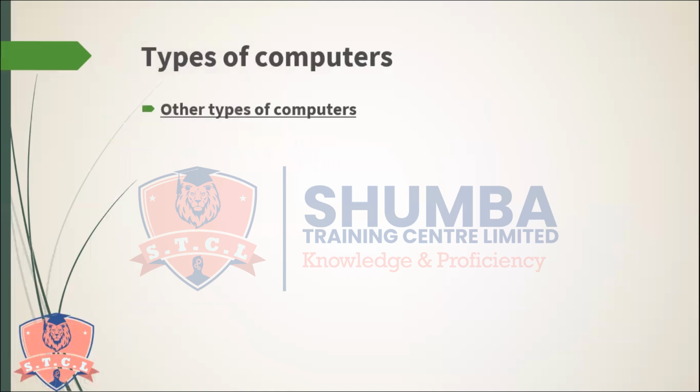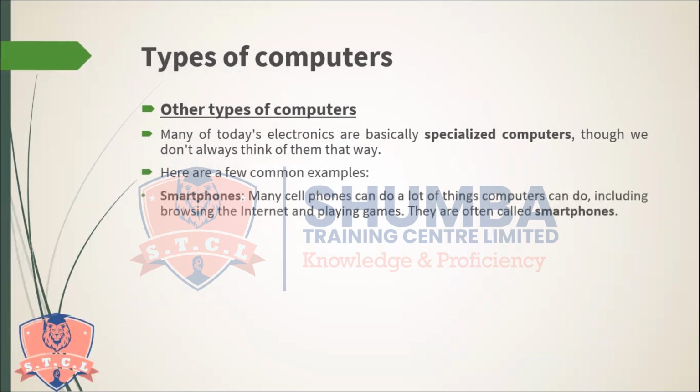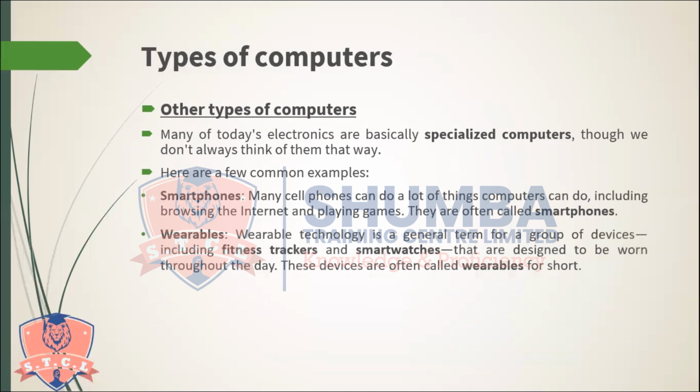We move on, we look at the other types of computers that we have. Many of today's electronics are basically specialized computers, though we don't always think of them that way. Here are a few examples that you can talk about. Look at smartphones. Many cell phones can do a lot of things which computers can also do, including browsing the internet, playing games, viewing pictures, viewing videos, and so on. They are often called smartphones.